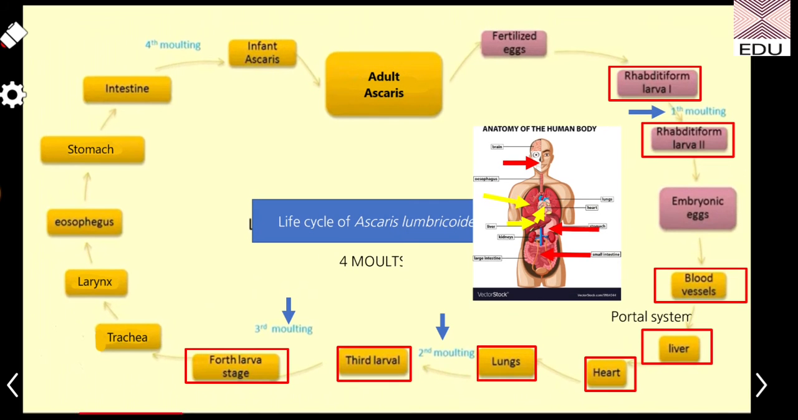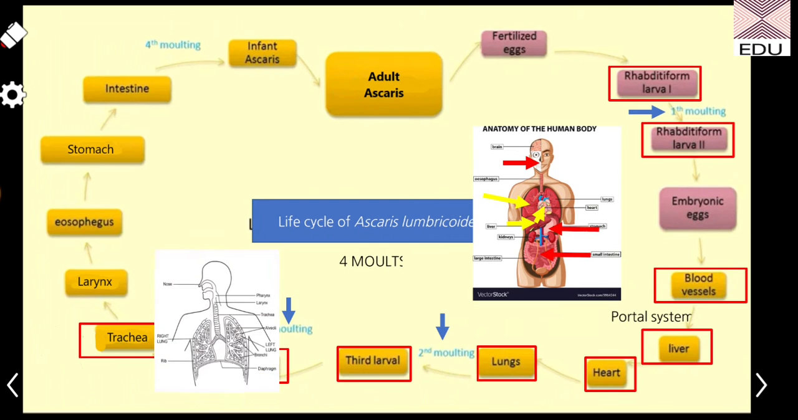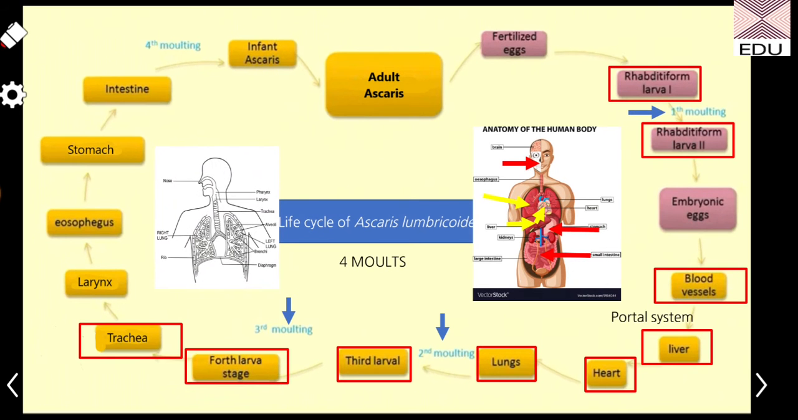Now this fourth larval stage is going into the trachea of this particular human. Now this is the most important transportation phenomenon, you can say, in the case of Ascaris. Now from the lungs, we all know that we have a particular respiratory system. Here you can very well see these are the lungs, and from the lungs they are going upwards into the tracheal system.